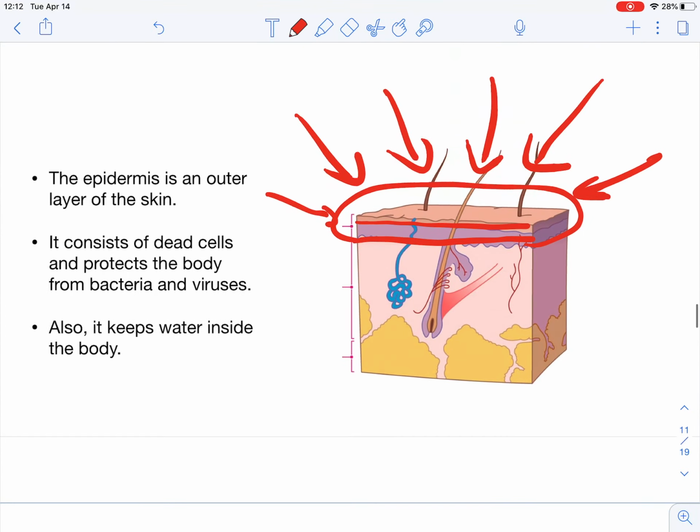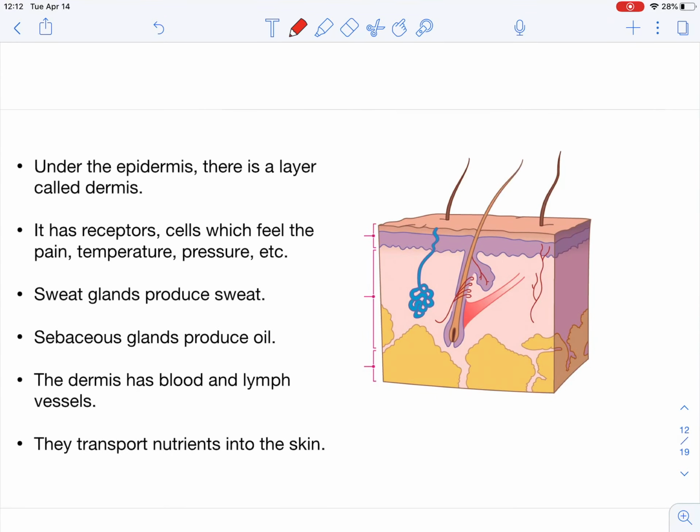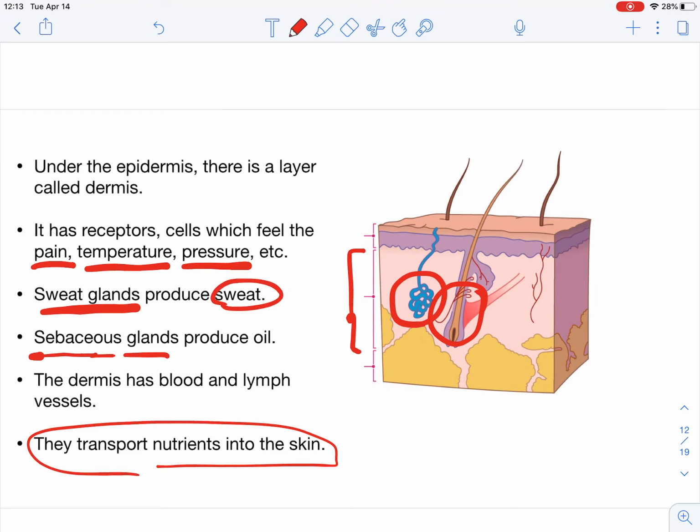It protects from disease and bacteria. Under the epidermis we have the dermis. It has receptor cells which react to pain, temperature, and pressure. Also, in this layer, we have sweat glands and sebaceous glands. Also, this dermis has blood and lymph vessels, and they transport nutrients into the skin.